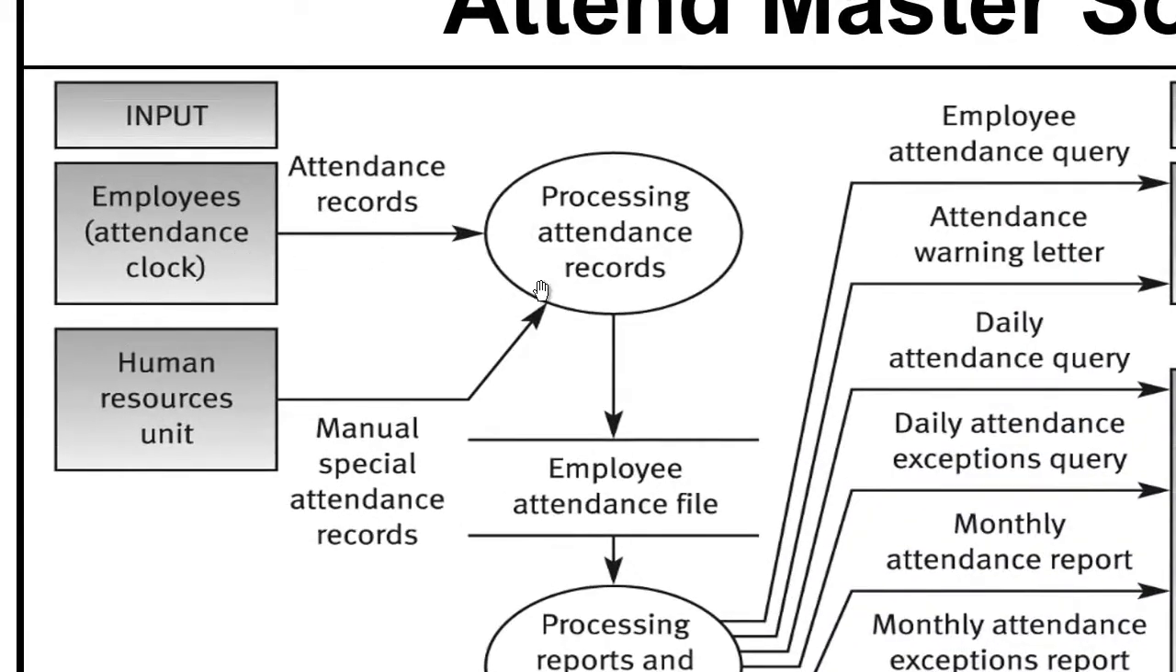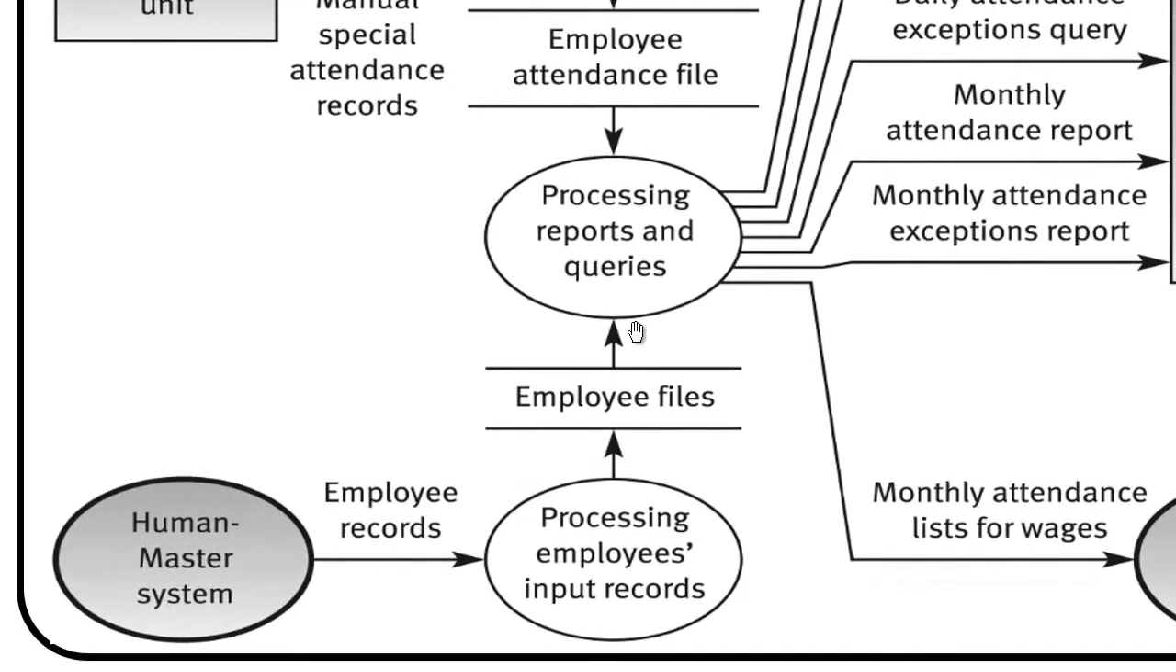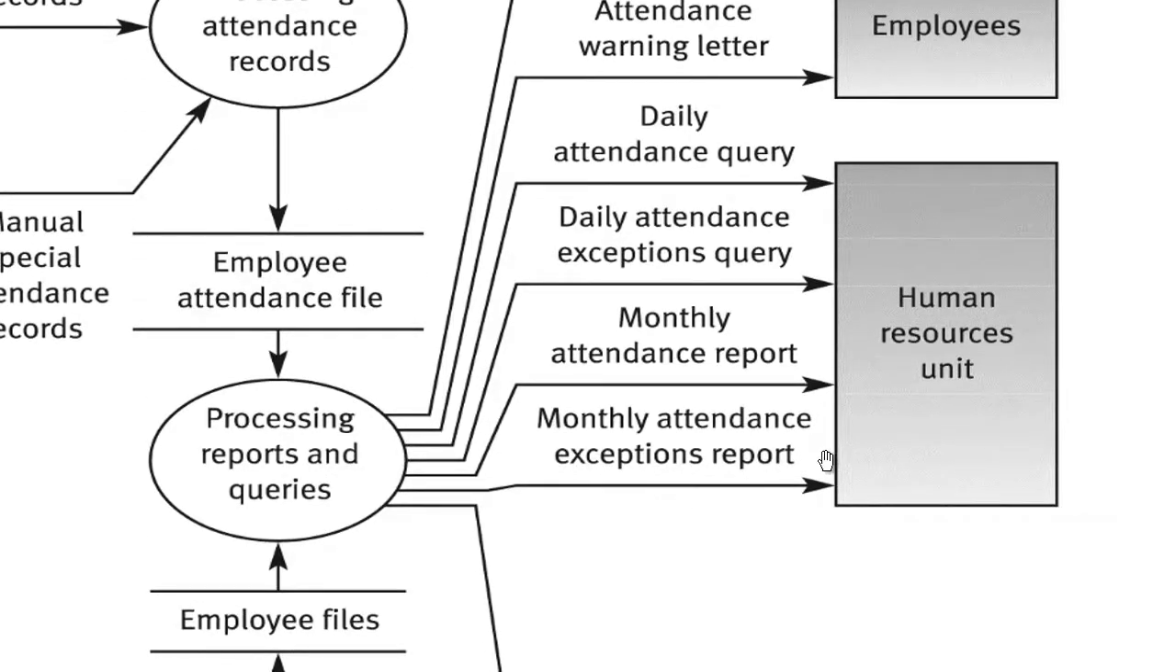In the data flow diagram, we have the external entities, processes and data stores: employee attendance, human resources. We have the employee attendance file, other employee files, employee attendance inquiry, attendance warning letter, daily attendance query, daily attendance exceptions query, monthly attendance report, monthly attendance exception report.